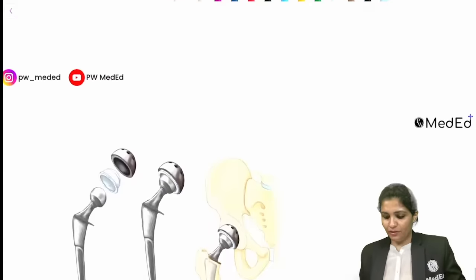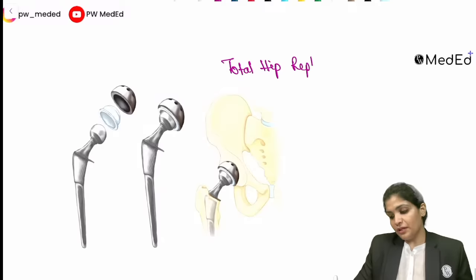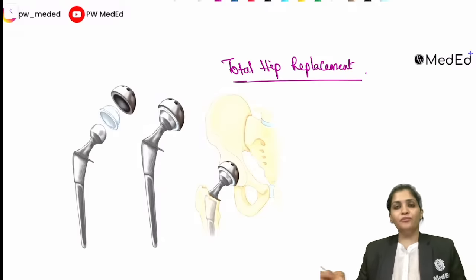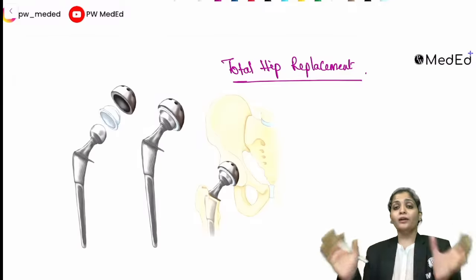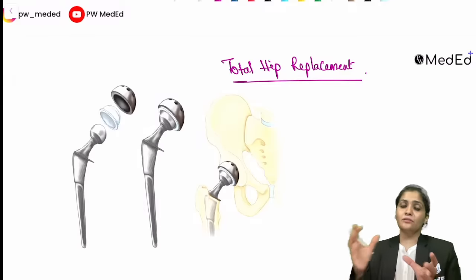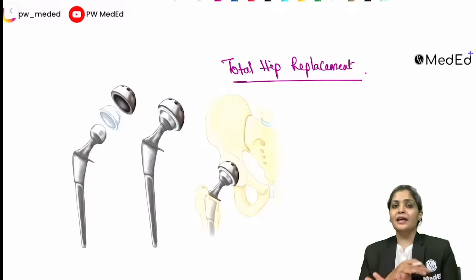Now one more thing you have to learn is your total hip replacement. What is total hip replacement? Before, it was hemiarthroplasty, where only half of the joint is replaced. Now it is total hip replacement, where both the articulating surfaces, that is the acetabulum and the femoral head, are replaced.